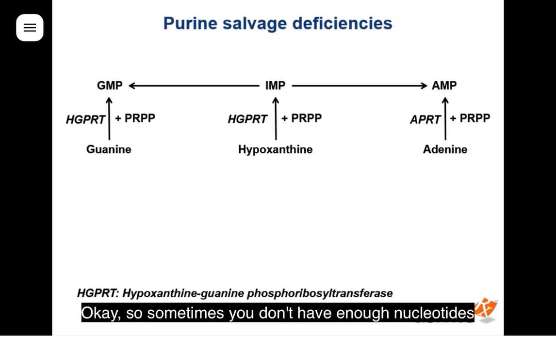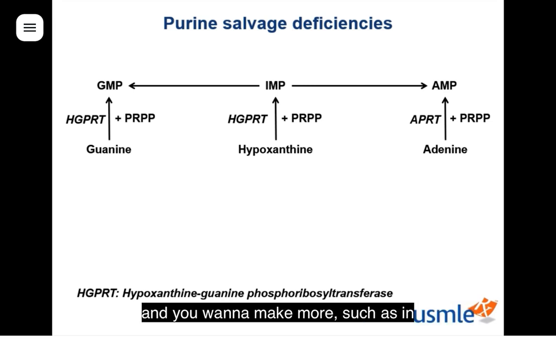Okay, so sometimes you don't have enough nucleotides and you want to make more, such as in a cell that's rapidly dividing, but sometimes you have too many and you want to get rid of them. So how do we break these guys down?